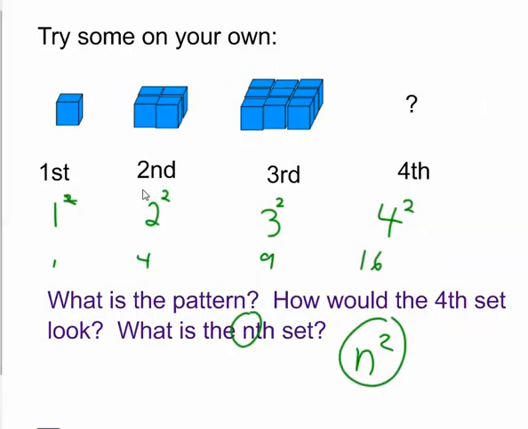And then you built some of your own, and you guys found this right away. The first figure is 1 by 1, the second figure is 2 by 2, the third figure is 3 by 3, and the fourth is 4 by 4, which is 4 squared. So the nth figure would be n times n, or n squared.